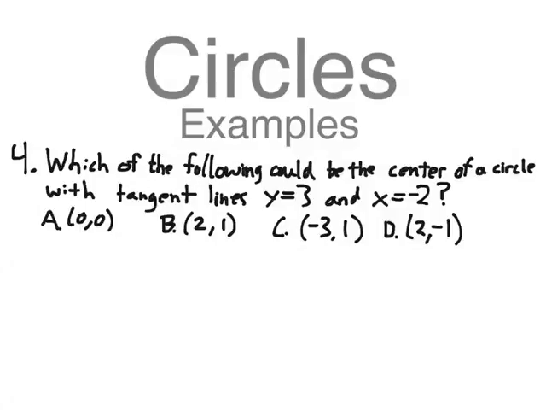Question 4 asks which of the following could be the center of a circle with tangent lines y equals 3 and x equals -2, and it gives us 4 possible points. Let's start by thinking about the circle.